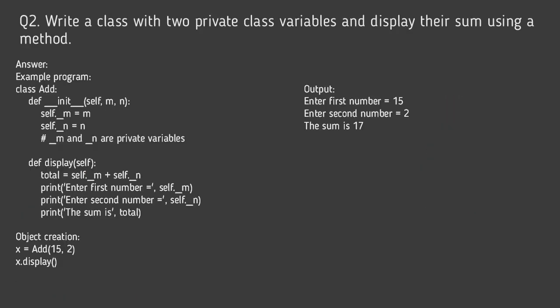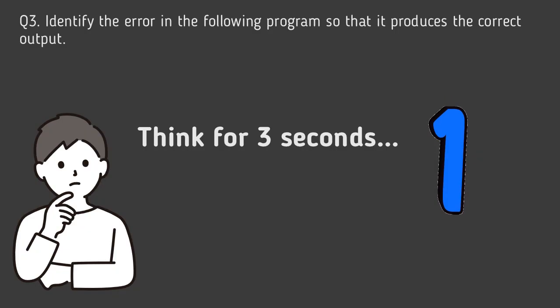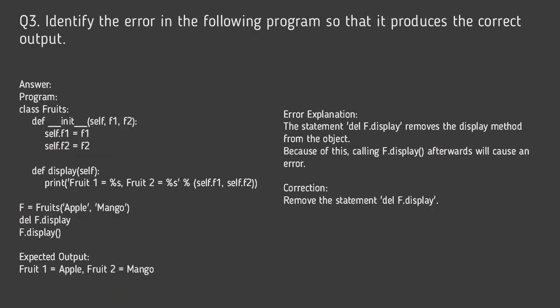A class can contain private variables and methods. In this example, 2 private variables are added and the sum is displayed using a method. The error occurs because the display method is deleted before calling it. Removing the statement that deletes the method fixes the program.